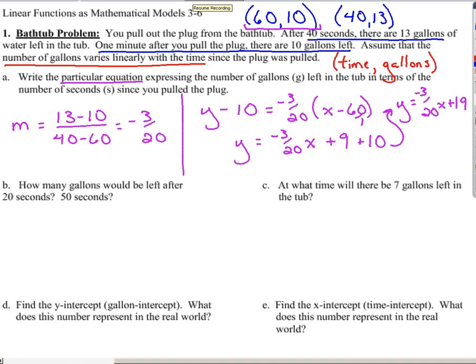All right, so the idea now for the rest of these questions that we're being asked is use this equation somehow to help us answer those questions. If you look at part B, how many gallons would be left after 20 seconds or 50 seconds? So you look at the value that's given here and you relate to the variable that we've chosen for that idea. Is that the x or the y here? It's going to be time, right? So it's going to be the x. X is going to be 20, x is going to be 50. We can plug into our equation over here for x.